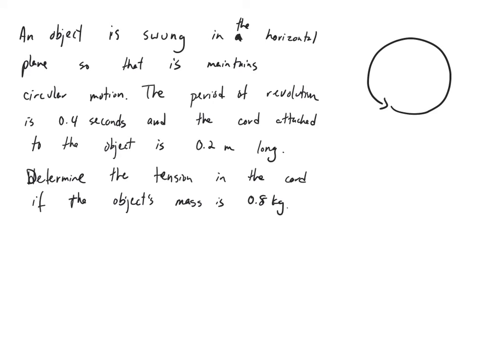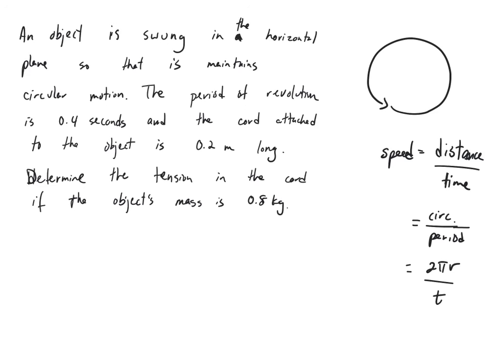So if I want the average speed, I want the distance traveled, and I'm writing speed for a reason, obviously, right? Because velocity changes. The distance traveled over the time. So really in this problem, it's the circumference divided by the period, which is really 2 pi r over T.